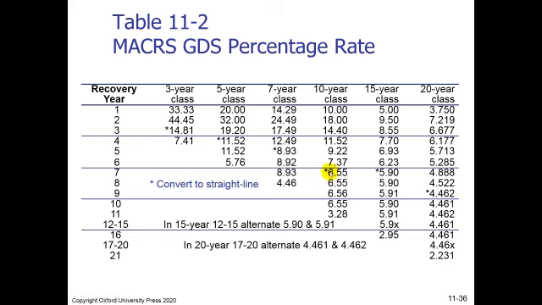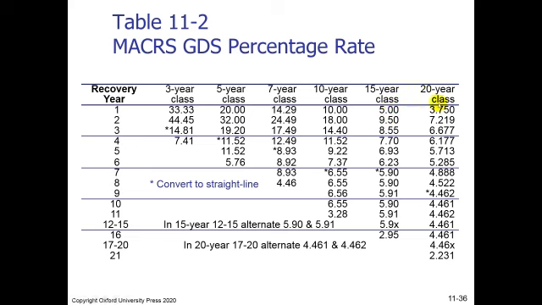So here you can see switching to straight line depreciation, and then you get down to half of it in the last year. One other thing to note is up here in these longer classes, instead of double declining balance, they actually get 150% declining balance. So instead of 2 over n, they just get 1.5 over n.